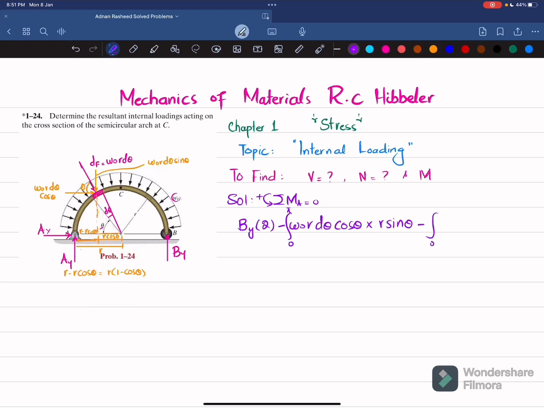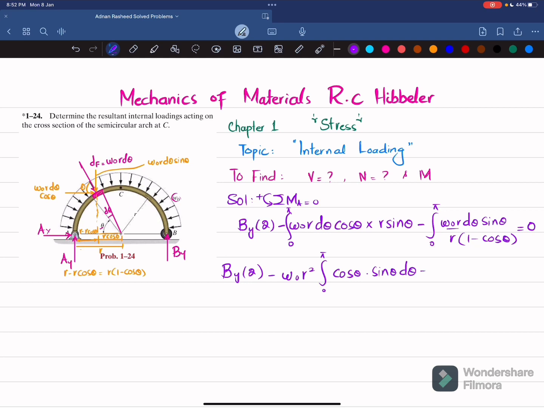So I will write minus integral of 0 to pi w naught r d theta into sine theta multiplied by r into 1 minus cos theta, and that sum of all moments about point A is equal to 0. If you simplify it further, multiplied by 2, you can see w naught into r and r are constant, so we will take them out. It will be equal to minus w naught r square, integral of 0 to pi cos theta into sine theta d theta.